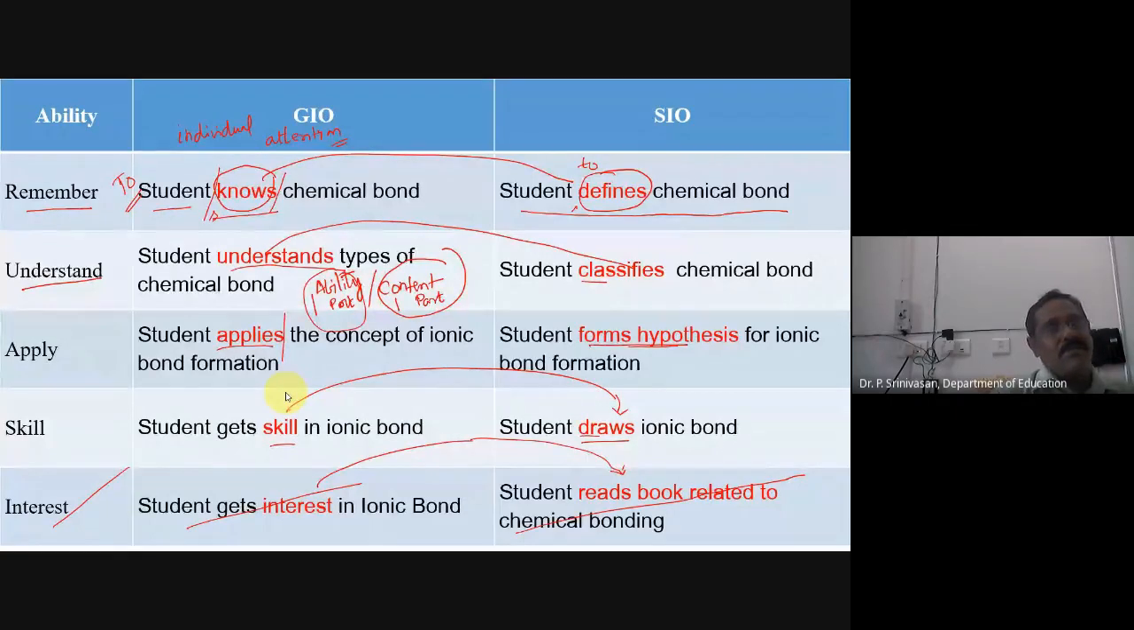Okay, these are very important as far as a teacher is concerned. You should know how to write GO, how to write SIO, and also how to test. That will be the last. Testing will be in the forthcoming classes. We will be going for it.